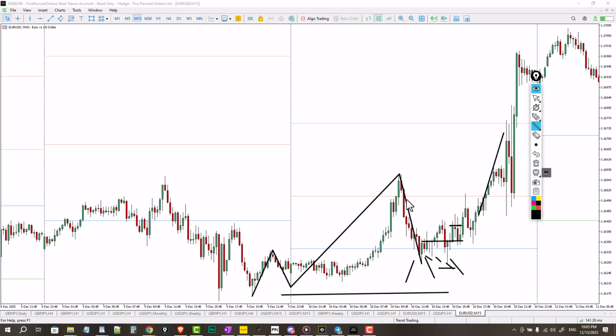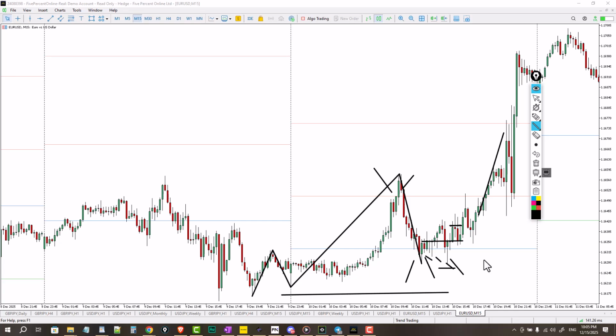Now, if you would have used the other approach, where you would have waited for price to reach the pivots or the resistance areas, because it opened below this area, you would have been waiting for price to come below for you to buy. Okay, and that never happened on this particular day.